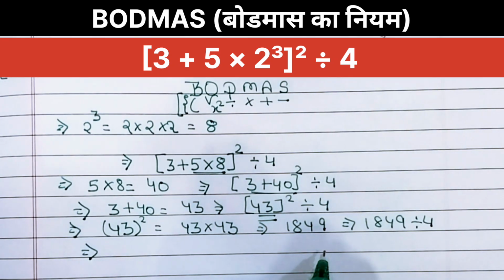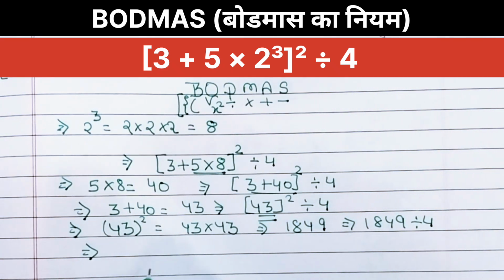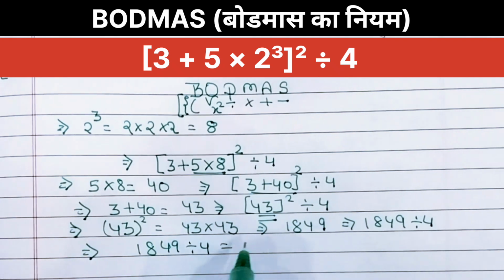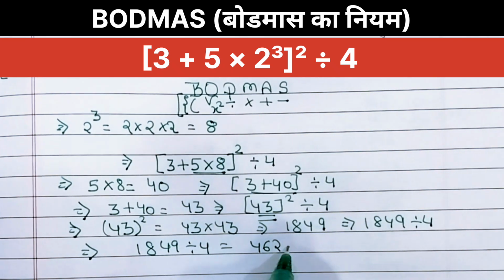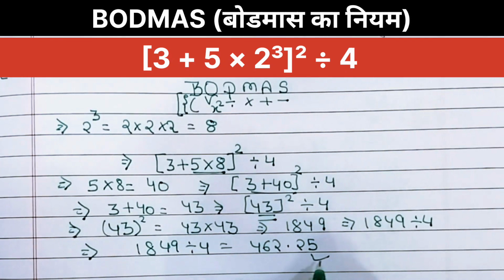Now move to the fifth step: perform the final division. Now 1849 divided by 4. Division is the last remaining operation. So 1849 divided by 4 gives the answer in decimal, 462.25. So this is the final result.